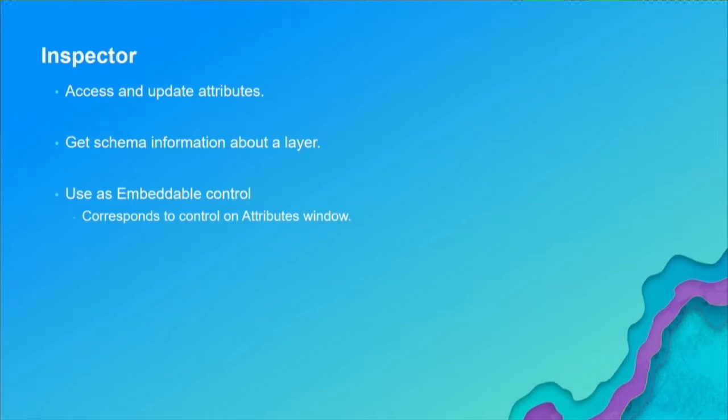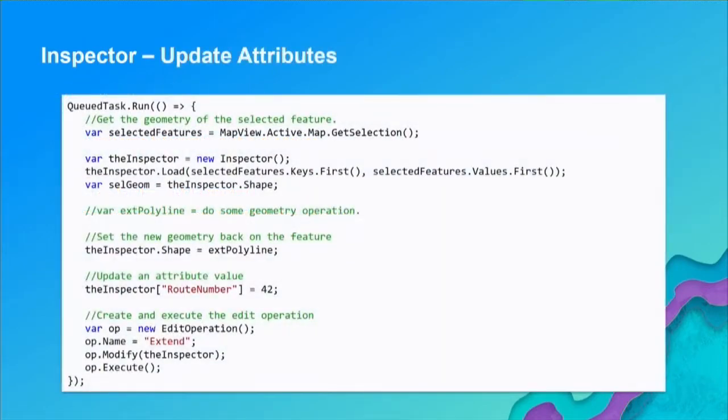Let's take a look at one of the convenience classes, which is what we'd like to focus your attention on: the inspector class. It's a convenient way to access and update the attributes. It's also allowing us fairly quickly to retrieve the schema information from the layer itself. And as an added bonus, it brings its own UI component. Let's take a look at some samples.